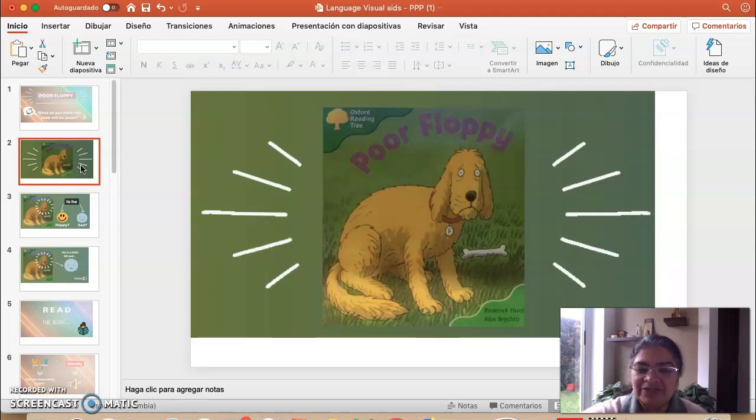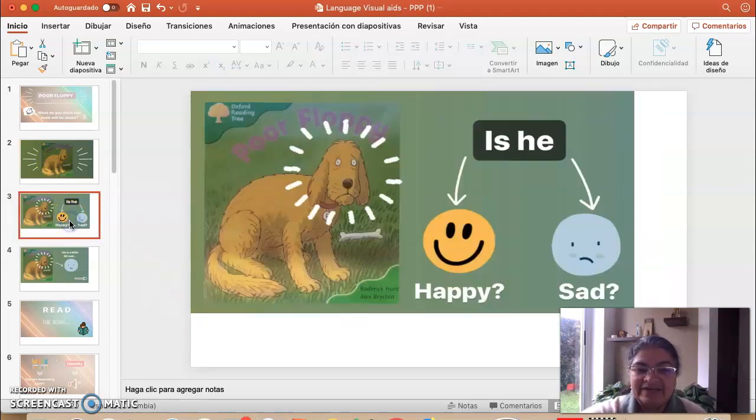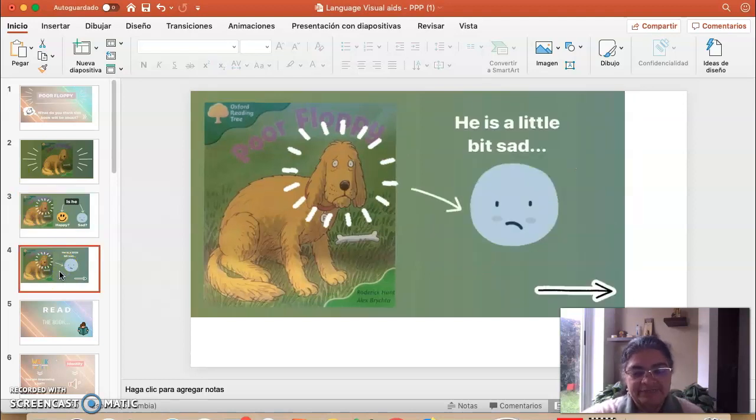Now, can you tell me, watching this cover page, what is happening with Floppy? Can you tell me if he is happy or if he is sad? Look at his face. Yes, very good. Good description and good analysis. He is sad. Yes, I agree with you.